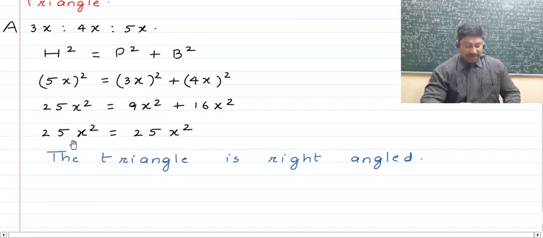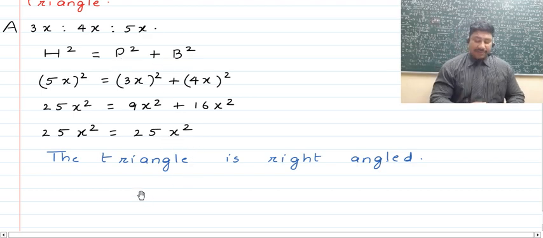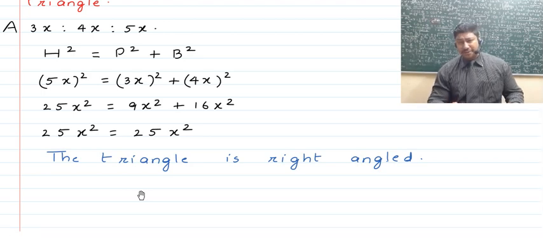As such, 25x square will become equal to 25x square, and this shows that they are indeed the sides of a right angle triangle, because the largest side square is equal to the sum of the squares of the other two sides, right? So by Pythagoras theorem, we've been able to prove this. I'm sure all of you must be clear about this. Sure? Good.